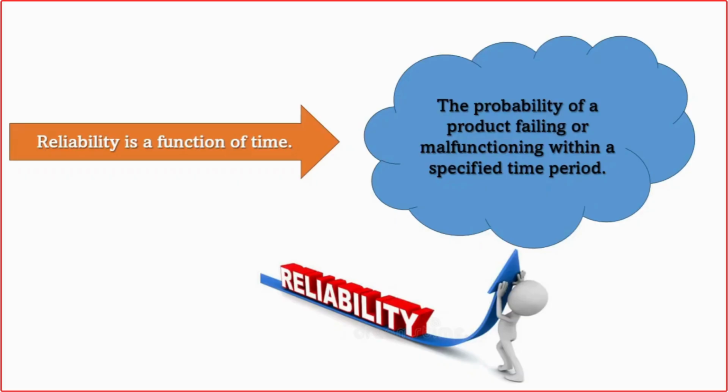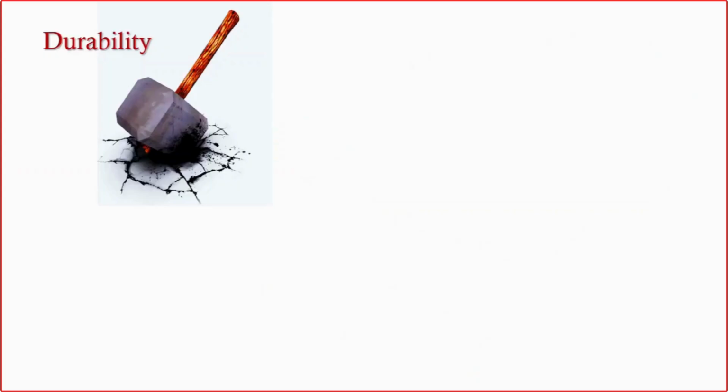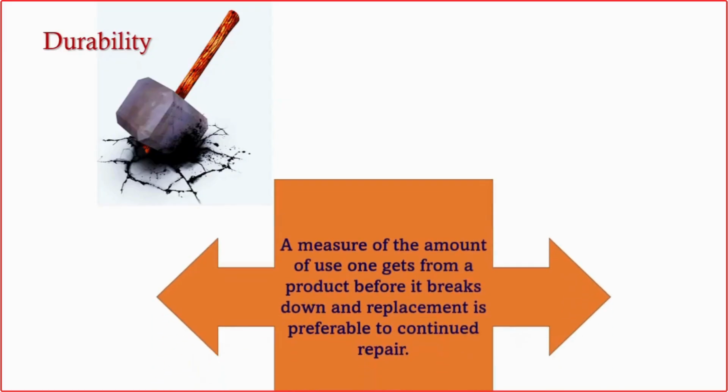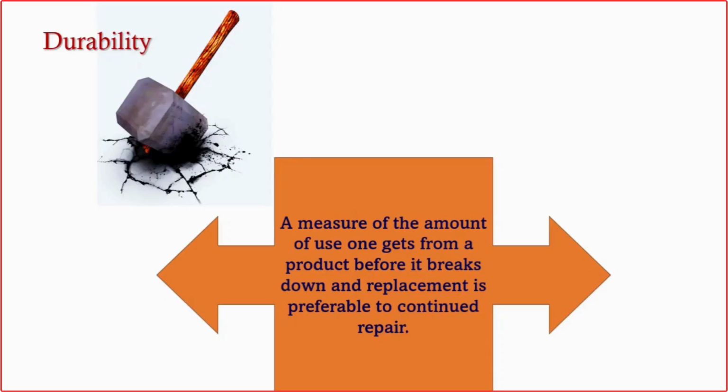Now come to the next dimension of quality, and what is that? That is durability. Let's see the definition of durability. Durability is nothing but a measure of the amount of use one gets from a product before it breaks down, and replacement is preferable to continued repair.